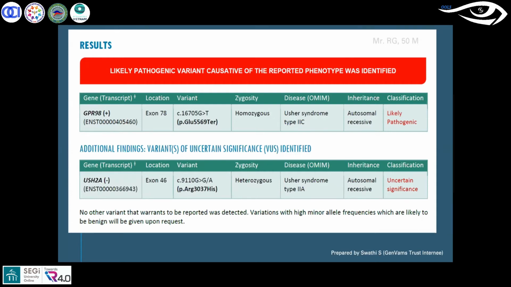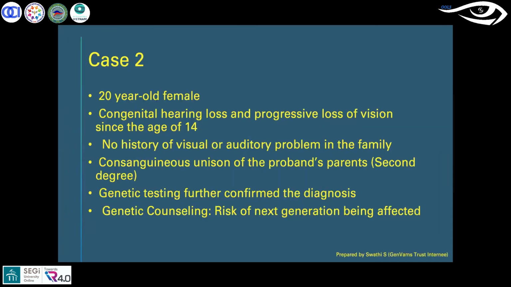This is a guideline that is there in our practice. Let me move to another case, again Usher syndrome. Here we have a girl who's a graduate, 20 years, has both hearing loss and progressive vision loss, and she was being forced by the parents to get married, and she was quite willing, provided that she wanted to know for sure that the future generation will not get the same Usher syndrome.